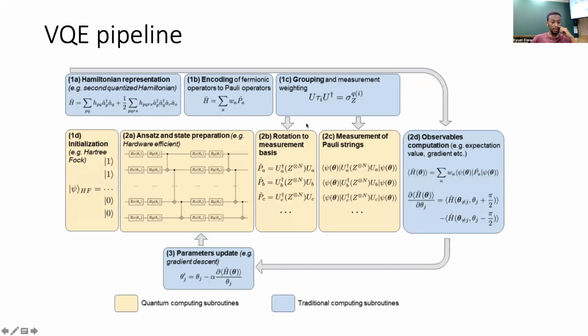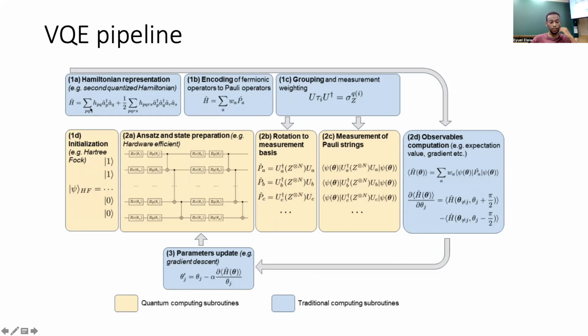So the VQE is just a hybrid algorithm. It's not only run on quantum hardware. It's done on both a classical computer and quantum hardware. So we can see from the figure, this color represents something that is done on the quantum hardware, and the blue one represents the classical hardware and the classical computing subroutine.